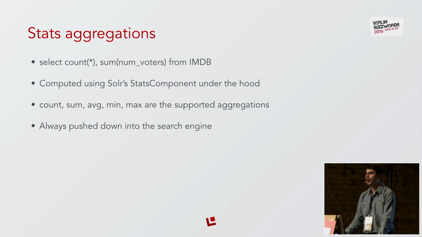The stats aggregations are always pushed down to Solr. So the stats component is the one which is going to compute all these aggregations for you. It does an approximate count. It can do min, max, etc., sum, average, all those things. The only exception is when you do group bys. If you're doing group bys, then it's not done by the stats component. It is actually computed externally for efficiency reasons.